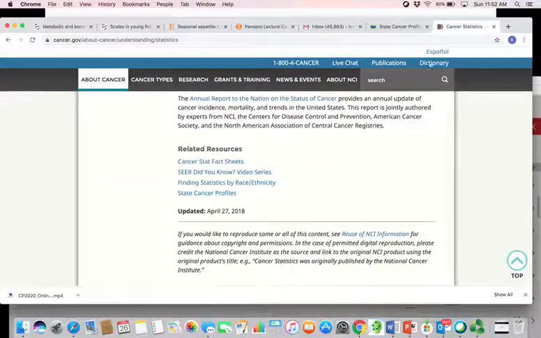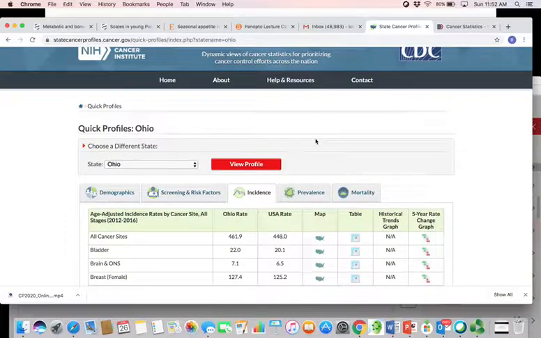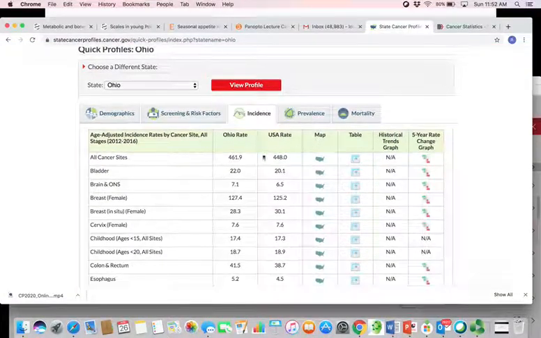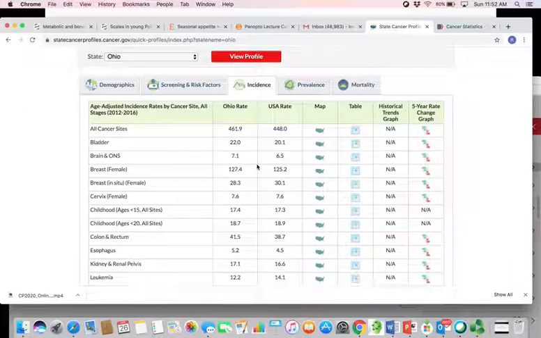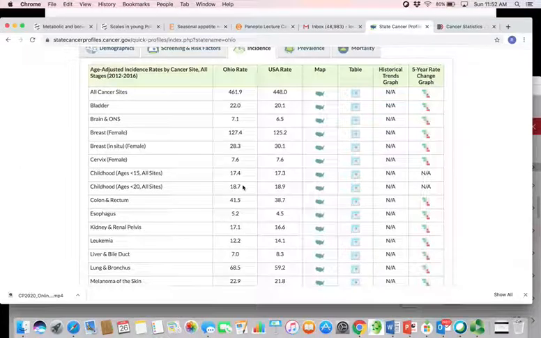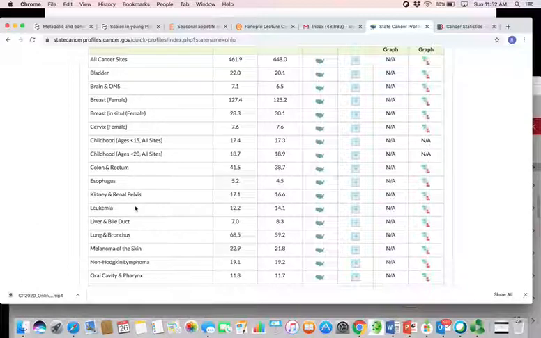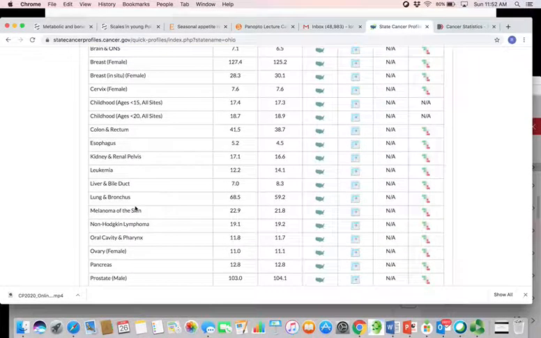Okay. If we look at Ohio and how we compare to the United States, we have a higher rate than the U.S. on average in Ohio than in the United States, depending on the cancer type. Most of these we're higher on. Some of these are related to diet, like colon and rectum cancer. We have a high rate of obesity in the United States, and so we are at a higher rate of colon and rectum cancer.